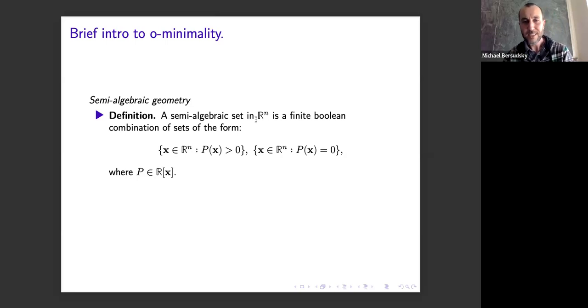A semi-algebraic set is a collection of algebraic sets, namely zeros of polynomials, and also inequalities. P here is a polynomial, and you take all of those kinds of sets and you take finite Boolean combinations, namely you take unions, intersections, complements in any dimension n, and those are the semi-algebraic sets.